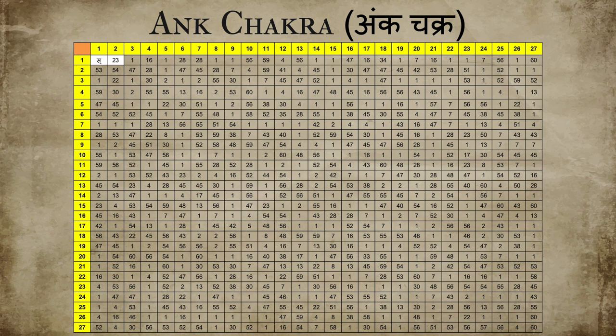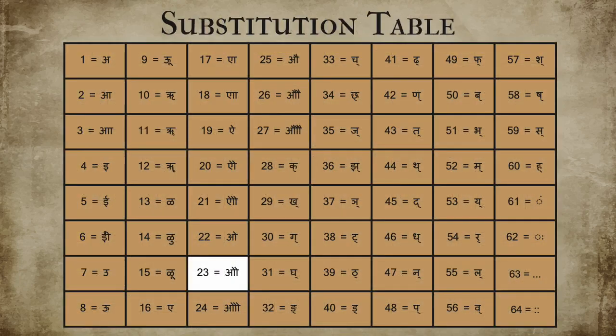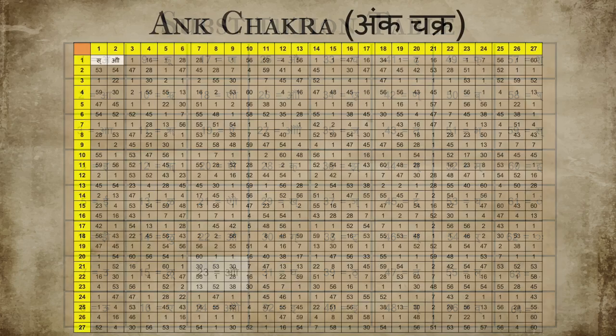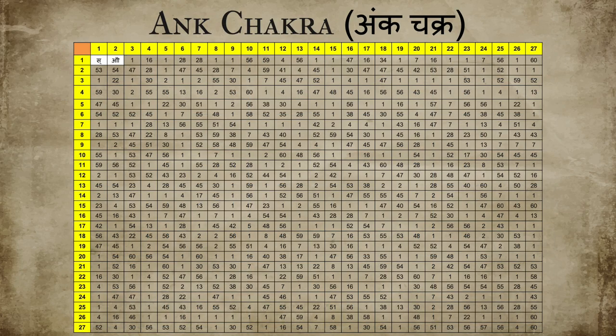The next number is 23. Let's go back to our table to see what it corresponds to. It corresponds to O. So our second cell now becomes O. We repeat the same for our third number, 1. 1 has been replaced by A. 16 is replaced by A. Exactly like this, we transform the entire table. Straightforward, right?